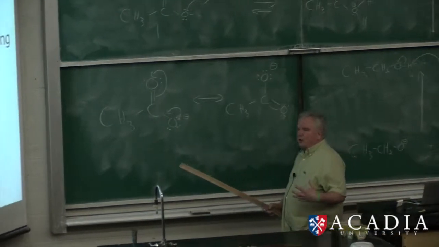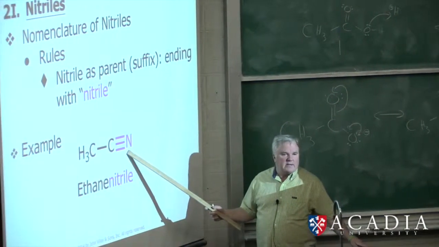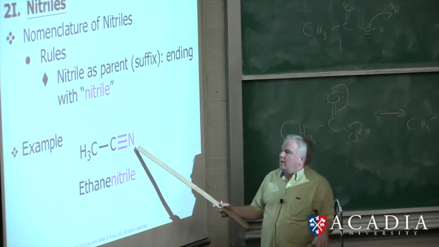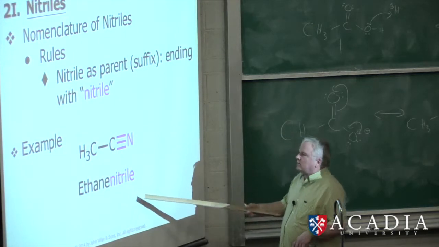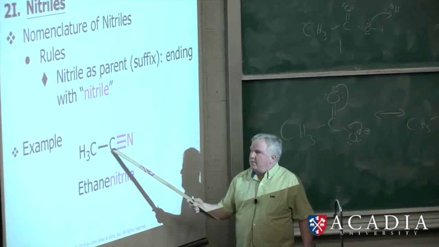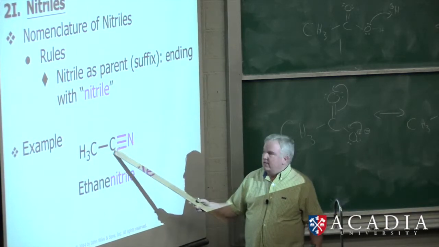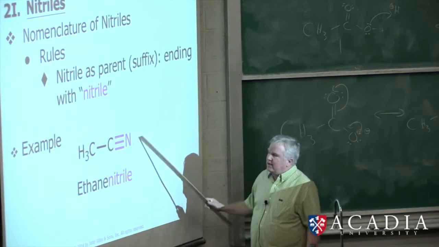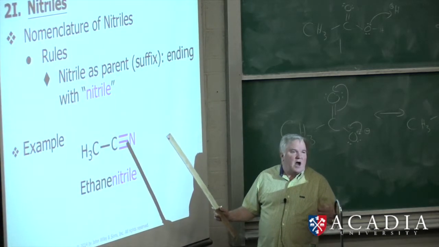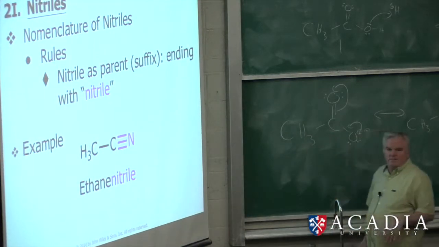Nitriles are a derivative of carboxylic acids. We're going to talk about them at the end of this chapter for the most part, and we just call this ethane nitrile. Notice it's ethane nitrile, 2 carbon atoms. We could also call it methyl cyanide. So this is the cyanide functionality. Cyanides are nitriles, so we can also call this ethane nitrile.